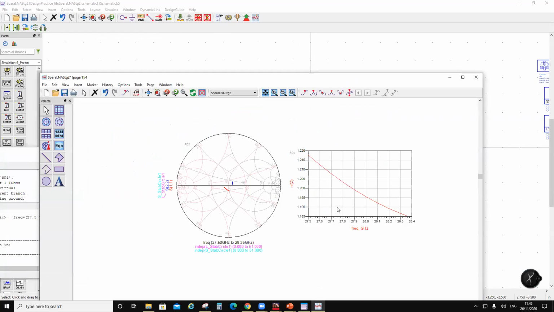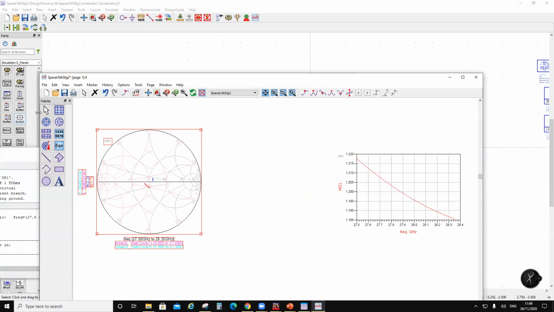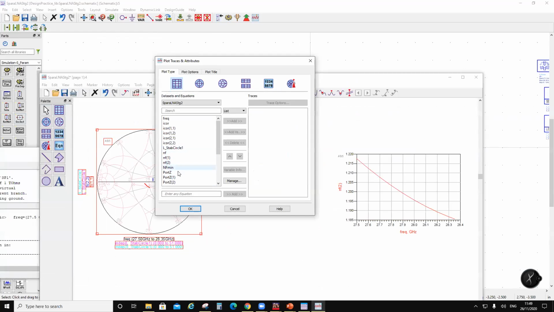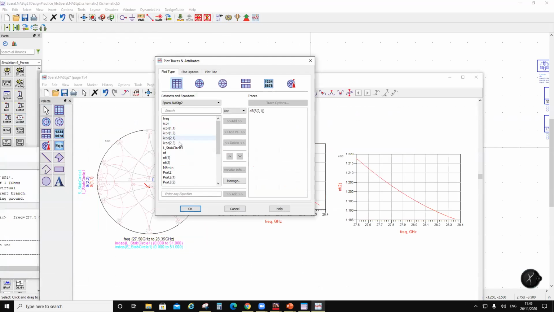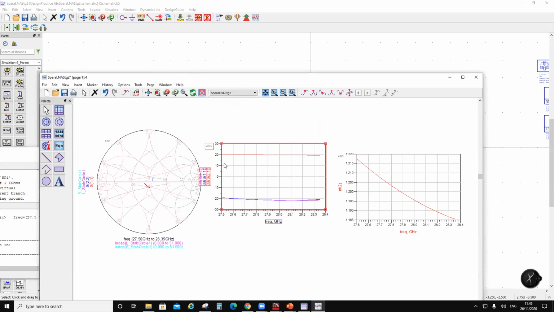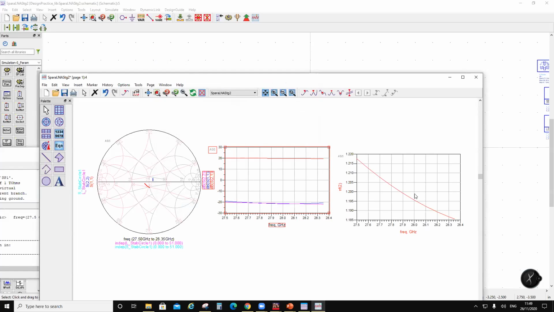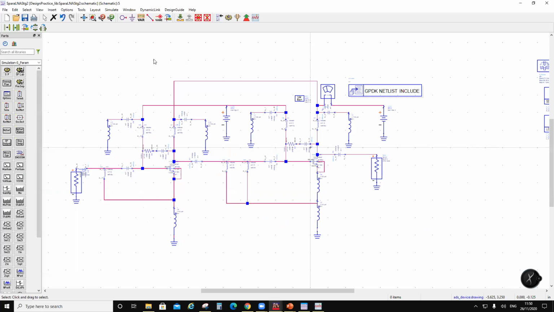Okay, this is NF. This is this, and let's look at the gain and return loss. So gain will be around 20. Right, so gain is around 20. And let's look at S11 and S22. So that's there. So now I have a 20 dB gain LNA with a noise figure of 1.2, and the matching is as good as -20. So this is a very simple design.